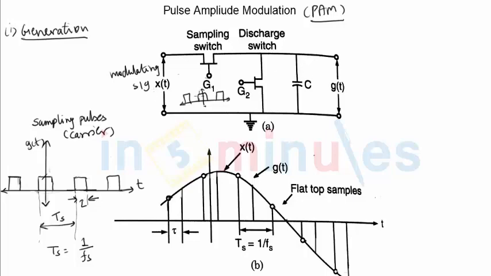Now, as the sampling pulse remains at the G1 terminal, the sampling switch will always be on and the modulating signal is continuously given to the capacitor, and hence the capacitor will not just charge to the initial value, but it will also change its voltage as per the voltage of the modulating signal.